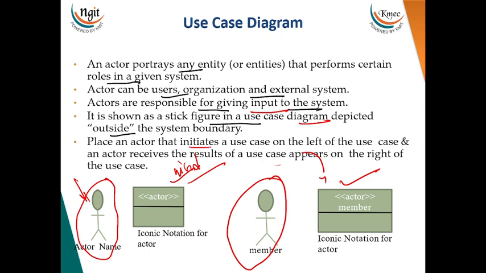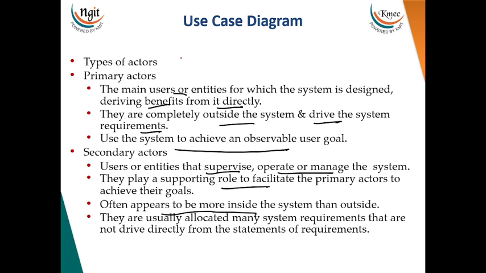Place an actor that initiates the use case to the left of the use case, and the actor that receives the result of the use case appears on the right side. So when you are using a use case, you have to place an actor on the left, and it receives the information from that one. This is your input. Let's take an example. This is an output. If an insider is used, I can use this one. Correct. This is an actor.